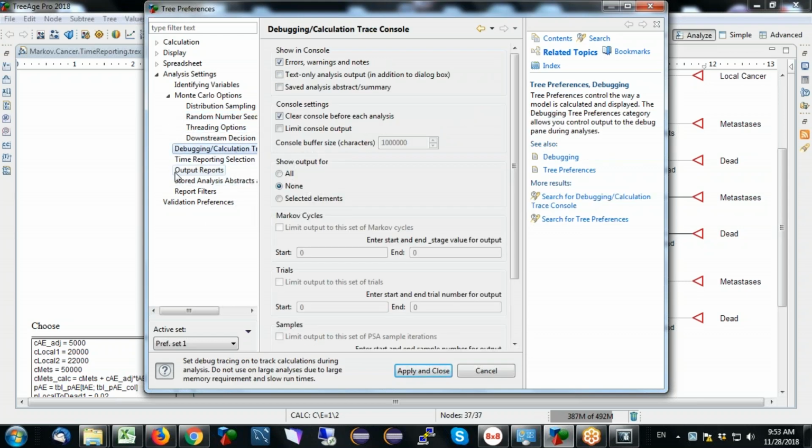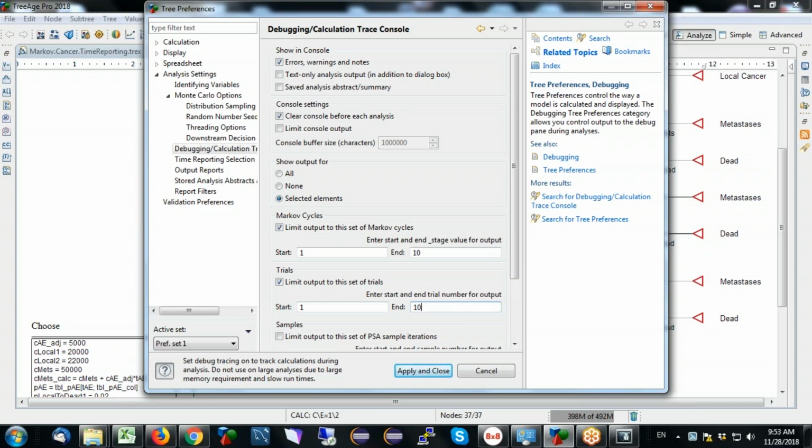So I'm going to come down here to debugging right here. And I'm going to say I want to see output, I don't want to see everything because that's just way too much data. I want to look at selected elements. I'll come back to how I select those elements. And I don't need to see it for all 10,000 people because that's way too much data. It just slows it down. So I just want to see it for, let's say, the first 10 cycles and the first, let's say, 10 individuals.